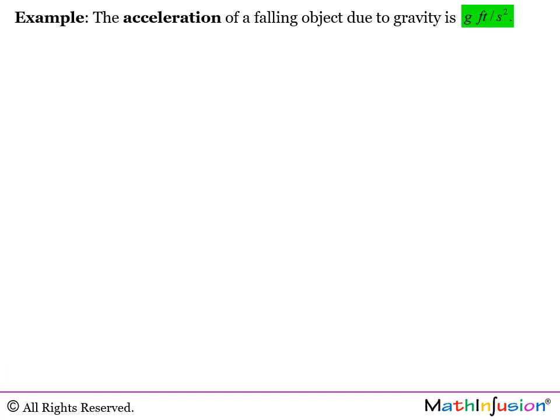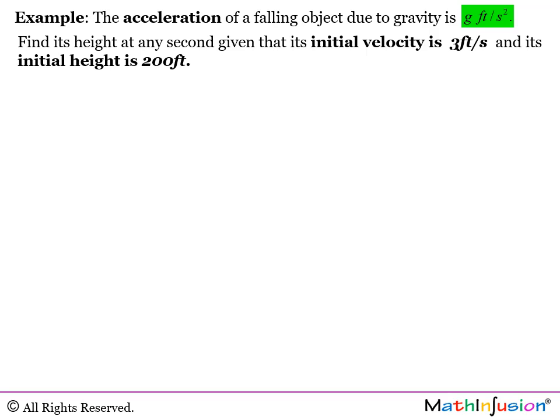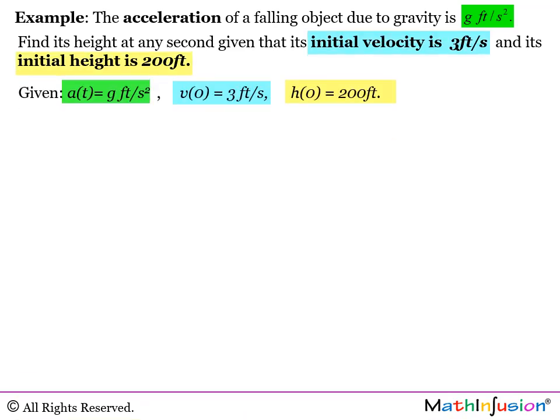We will finish this section by doing an example that is very applied, at least in physics. The acceleration of a falling object due to gravity is g ft per second to the power of 2. Find the height of this object at any second given that its initial velocity is 3 feet per second and its initial height is 200 feet. Let's write what is given. We have a(t), the acceleration, we have v0, the initial velocity, and we have the initial height.